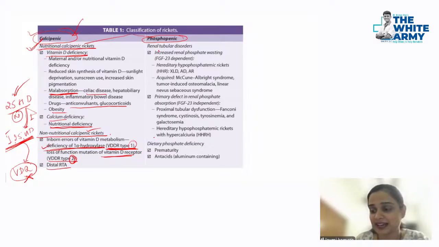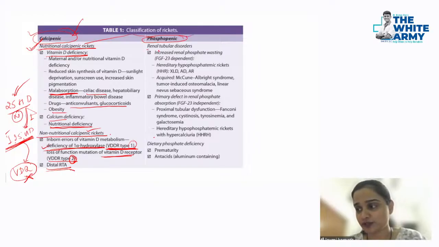Then is distal RTA. Now in distal RTA, there is loss of calcium in urine, giving rise to a calcipenic picture, giving rise to a rickets picture again. Okay. So that is your non-nutritional calcipenic rickets. Next, coming to phosphopenic rickets.